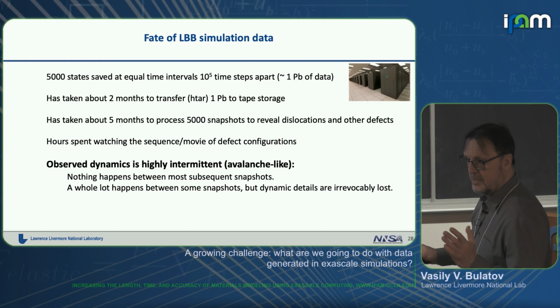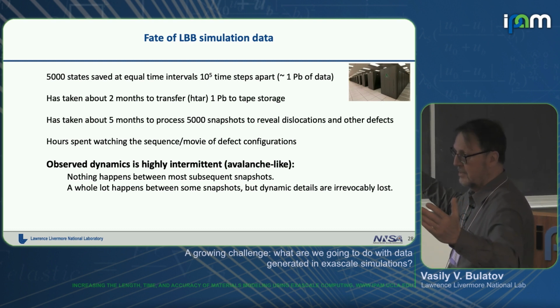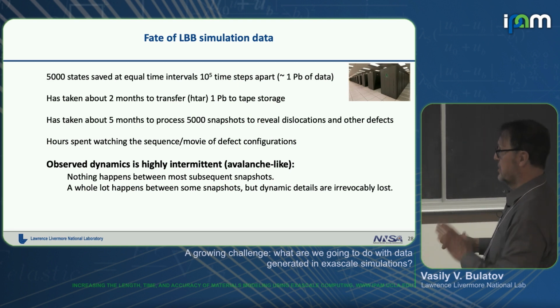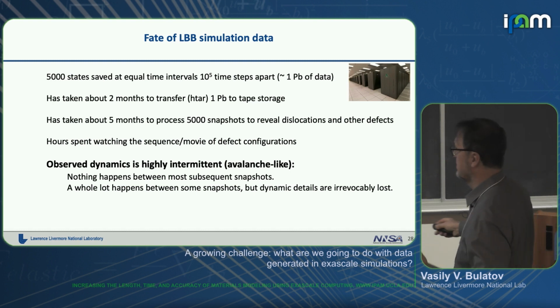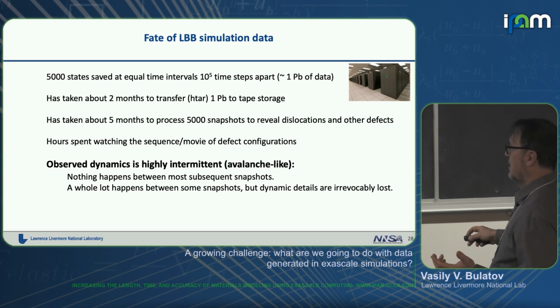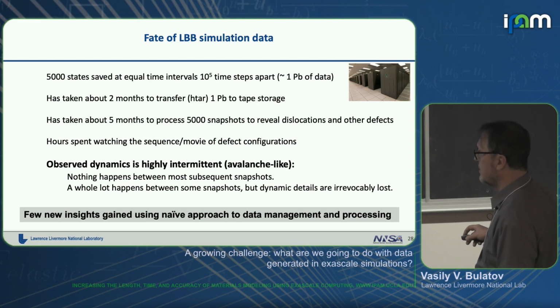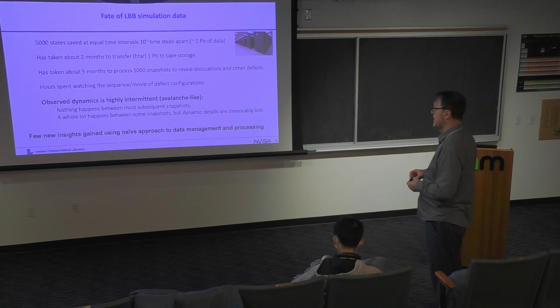What I did observe is that between most subsequent snapshots, nothing happens. Really, the same network is there. But between some, so much happens that you don't see where it happens and what exactly happened, because it's all reorganized. It's avalanche-like. So you know that a lot of the dynamics are intermittent, but because you saved at equally spaced time intervals, all of this is irrevocably lost. So relatively few insights were gained from just watching this, or even trying to analyze any of it, because you missed most of the interesting stuff.